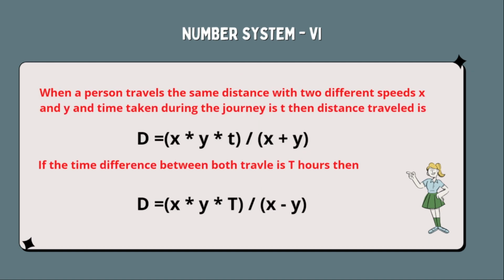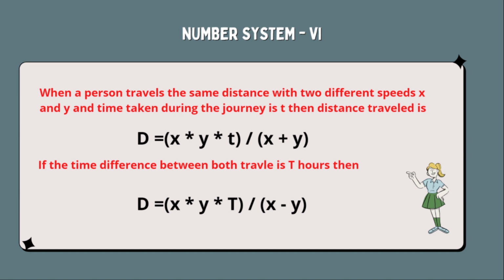First one is when a person travels the same distance with two different speeds x and y, and the time taken during the entire journey is t, then the distance traveled is capital D equal to x, which is your first speed, into y, which is your second speed, into t, that is your total time, divided by x plus y, which is first speed plus second speed.